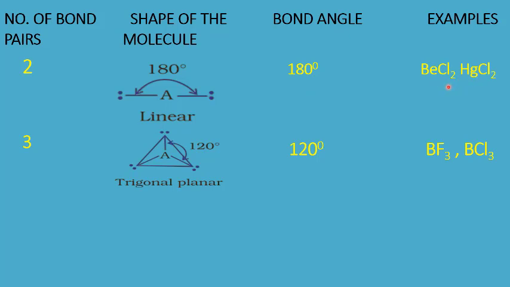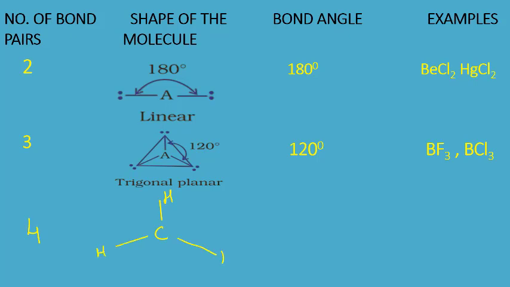Examples of this shape are beryllium chloride and mercuric chloride. If the number of bond pairs is 3, all 3 bonds lie along the vertices of an equilateral triangle in the same plane. Therefore, this is trigonal planar. The bond angle is 120 degrees, and examples are BF3, boron trifluoride, and boron trichloride. If the number of bond pairs is 4, then the shape of the molecule is tetrahedral.